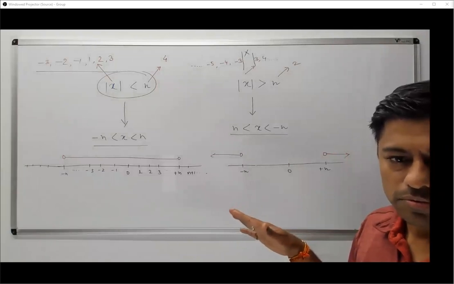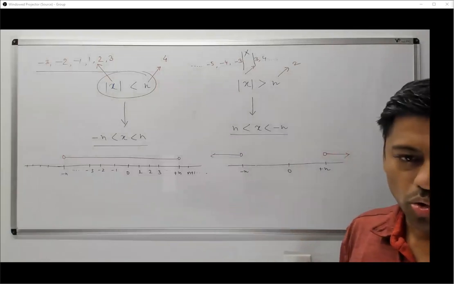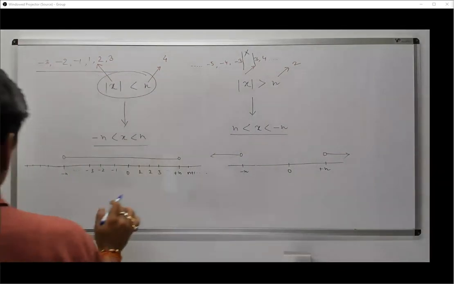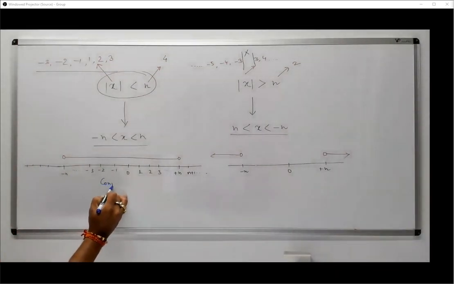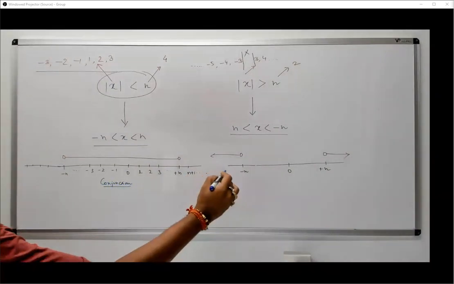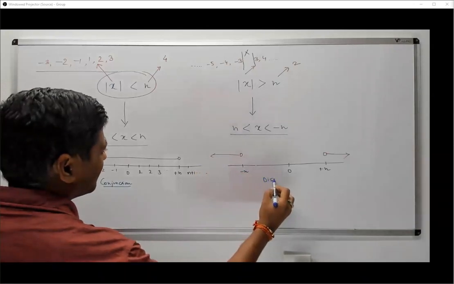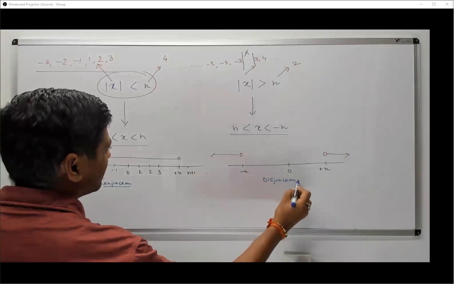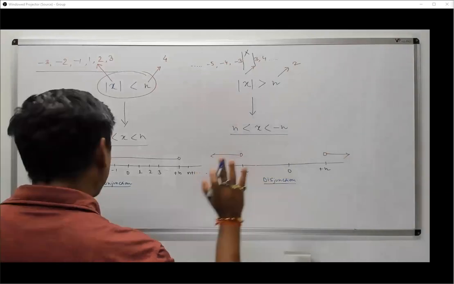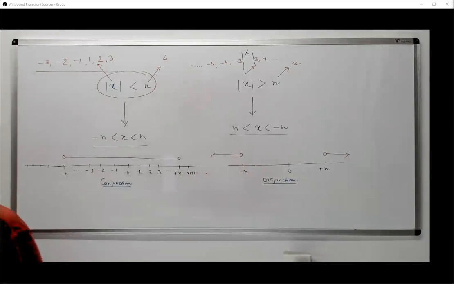Yes. Okay. So this particular scenario that you just saw is actually called conjunction. And this one is called disjunction. So, very important concept for absolute value inequality: conjunction and disjunction.